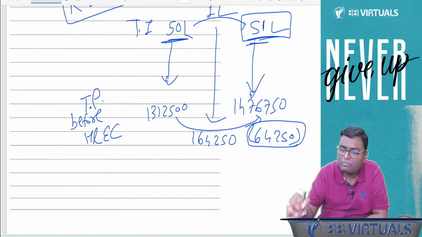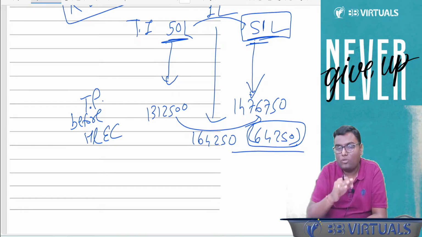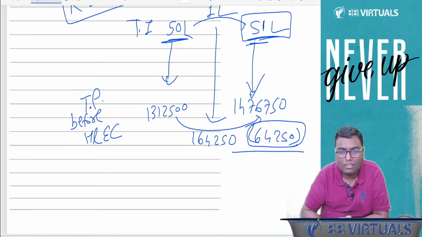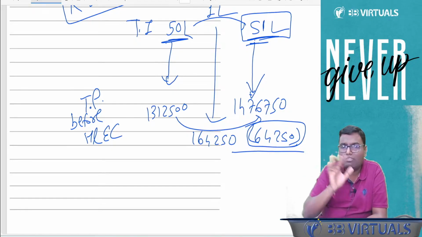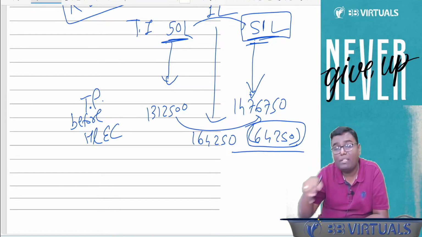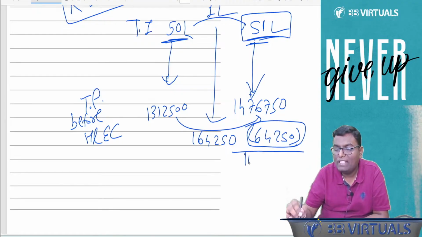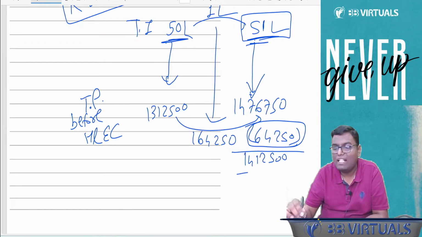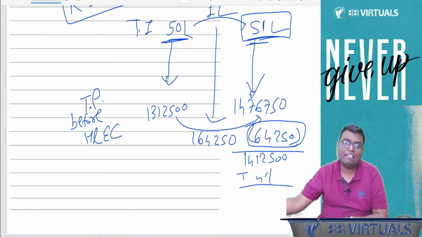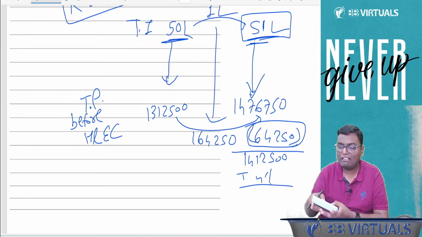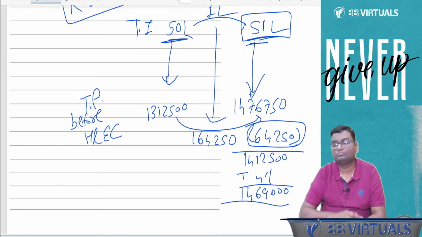Tell me, now what will become my tax? Up to now it was 14,76,750. From that I will reduce 64,250. So what will be the remaining tax now? 14,12,500. And in that I have to add 4% cess. So what will be my final tax payable? It will be 14,69,000.